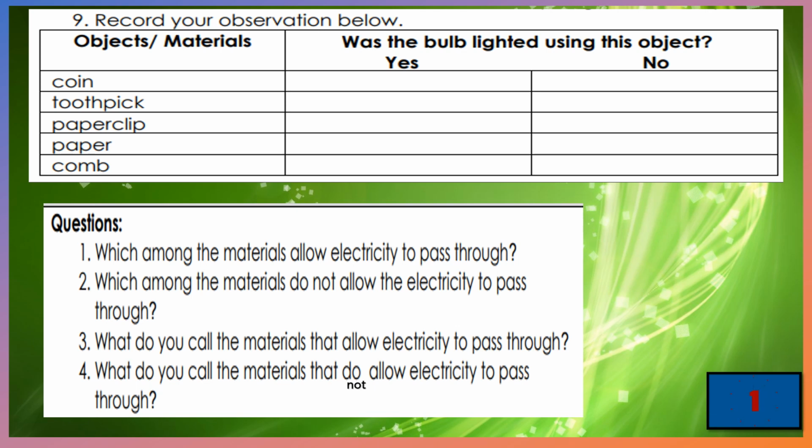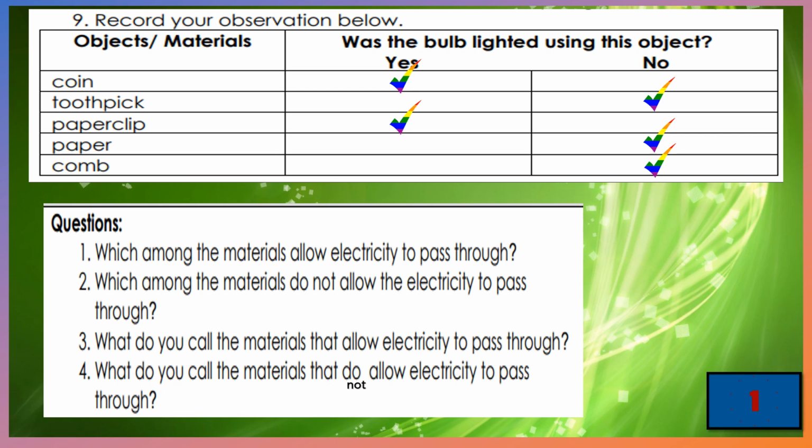Okay, so children, I did the activity, so I was able to answer this observation, and here are my answers. So coin, yes. Toothpick, no. Paper clip, yes. Paper, no. Comb, no. And my answers for the questions.